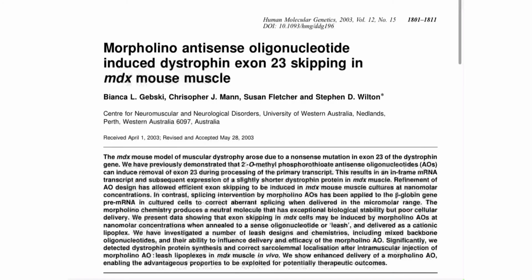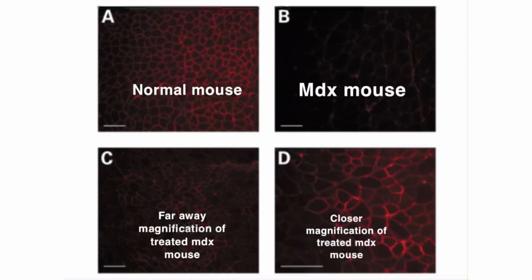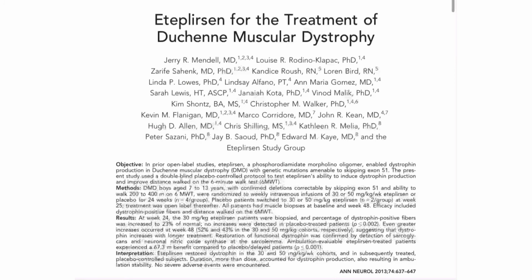A 2003 study done by Bianca Gebsky used a double-stranded partially complementary morpholino antisense oligonucleotide, complexed it with lipofectin, and transfected it as a lipocomplex into the nucleus. This is another promising study because they injected this into live mice and found that it restores some dystrophin in MDX muscle. In 2013, a group of researchers finally decided to do exon-skipping trials on human DMD patients.